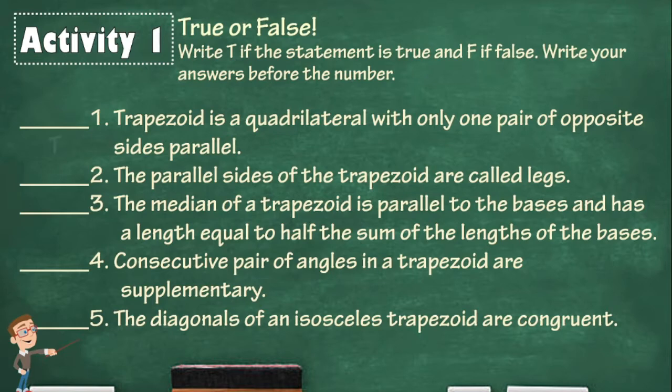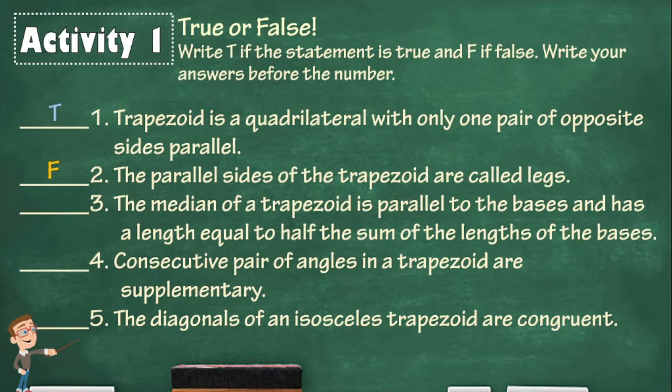The answer, true. Number 2, the parallel sides of the trapezoids are called legs. The answer, false, because these parallel sides are what we call the bases. Number 3, the median of a trapezoid is parallel to the bases and has a length equal to half the sum of the lengths of the bases.